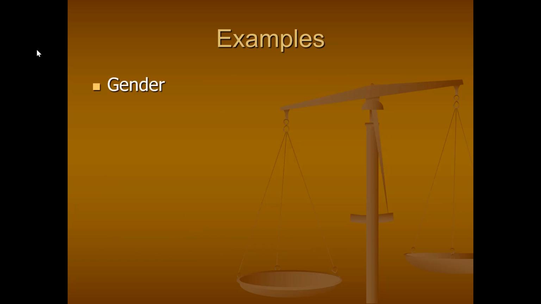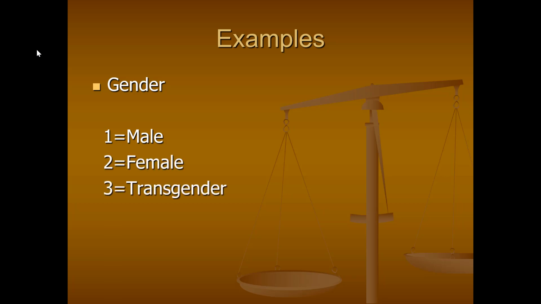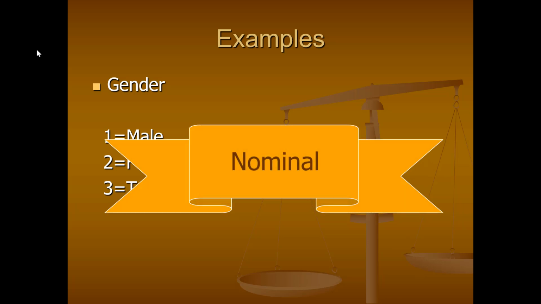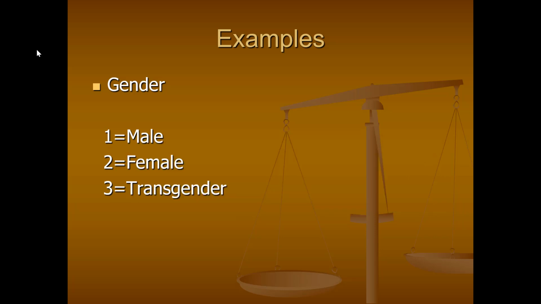Okay, here's another example, gender. If I measure it as male, female, transgender, 1, 2, 3, what type of variable is that? So do the numbers imply anything, any type of order? No. So the variable is nominal. The 1, 2, and 3 are only standing in for the labels, in this case, of gender.